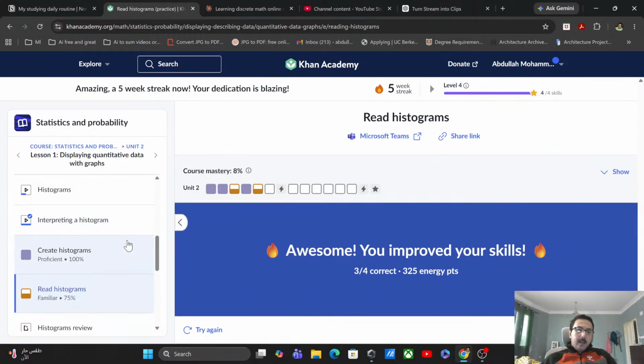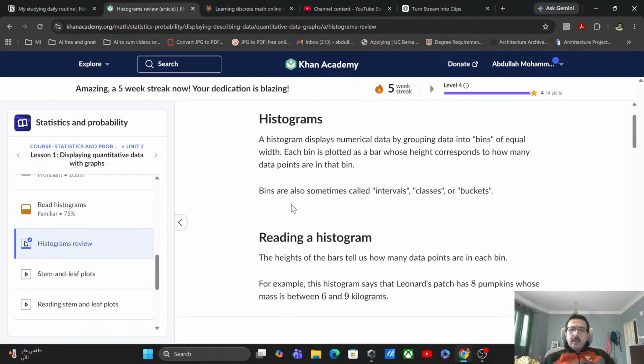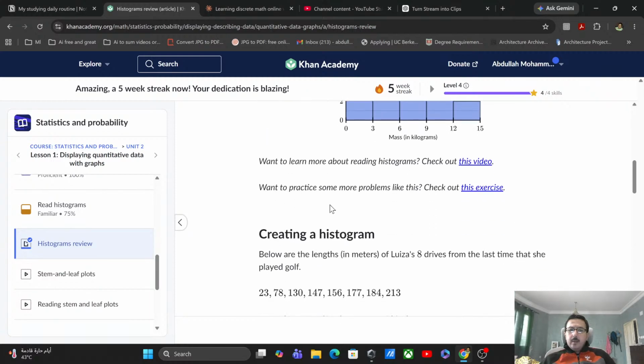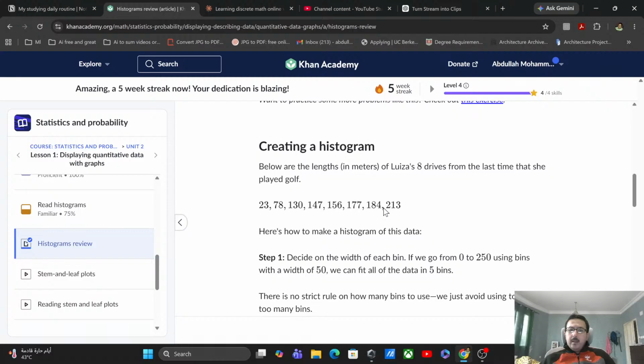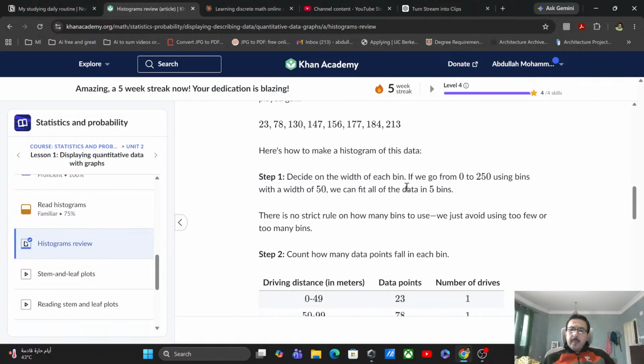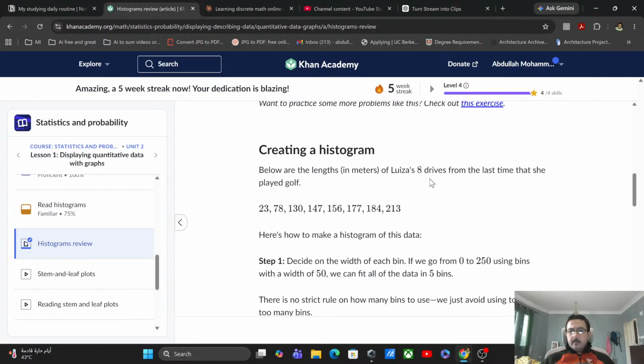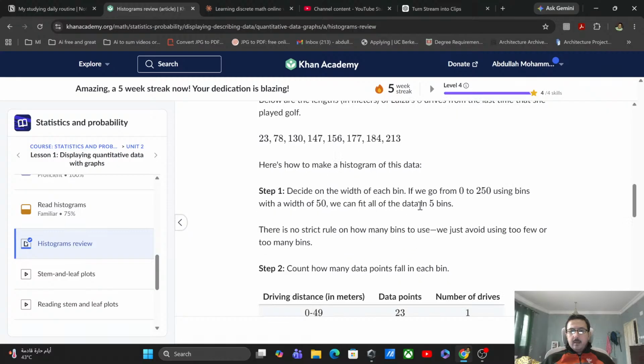Next article. So histogram review. A histogram displays numerical data by grouping data into bins of equal width, and when reading a histogram, the bars start from 0. Okay, the number of, what is it?